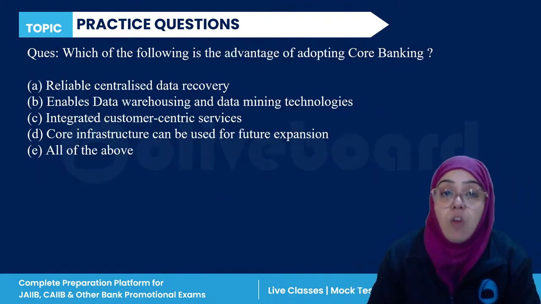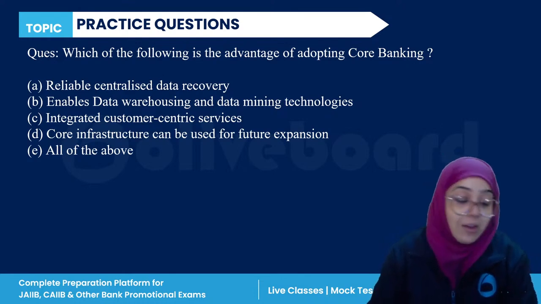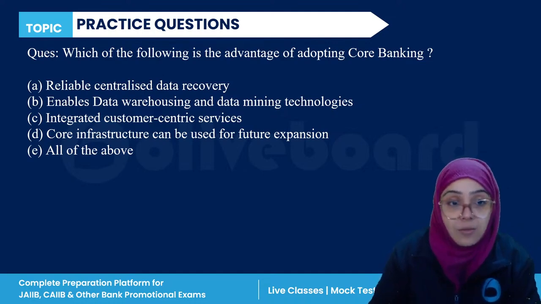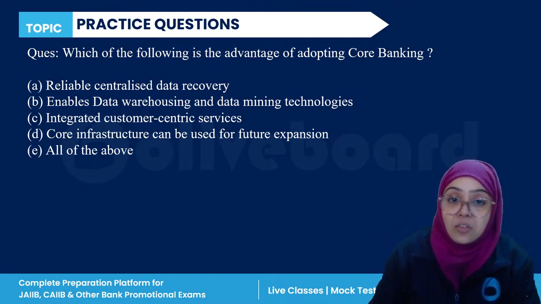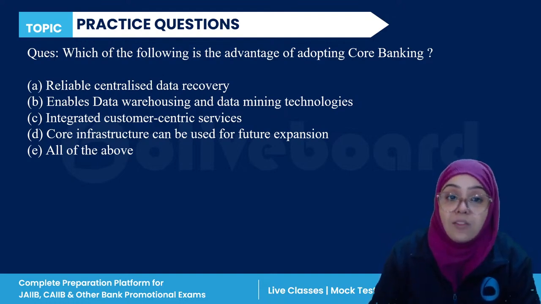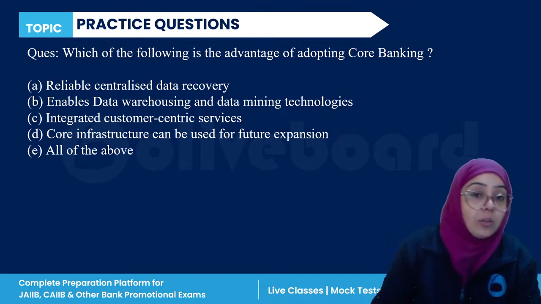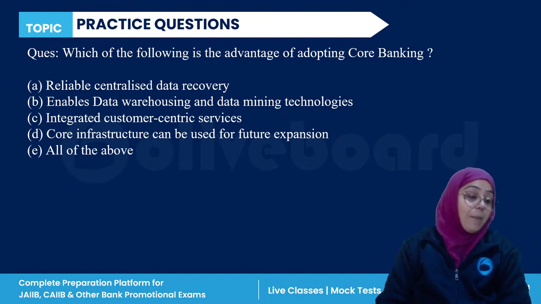Next, which of the following is the advantage of adopting core banking? Reliable centralized data recovery, enables data warehousing and data mining technologies, integrated customer centric services, core infrastructure can be used for future expansion, or all of the above. Which of the following is the advantage of adopting core banking?